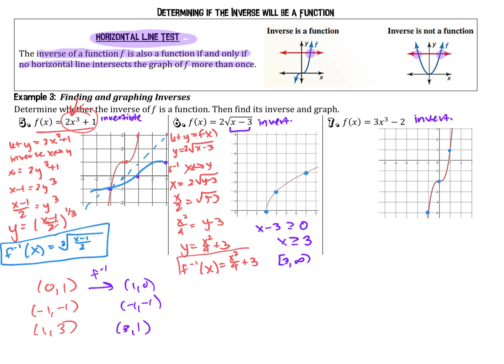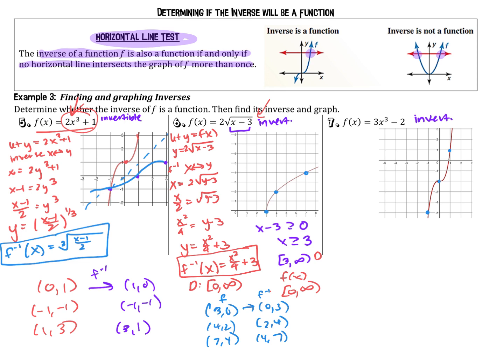So here I have my inverse function for number 6. And what I notice is that originally the domain was that x had to be greater than or equal to 3, and the range for f was that there's no vertical translation here, so the range was that y had to be greater than or equal to 0. So the domain of my inverse is going to be what the range of my original function was, which I'm going to see when I plot these points as well.